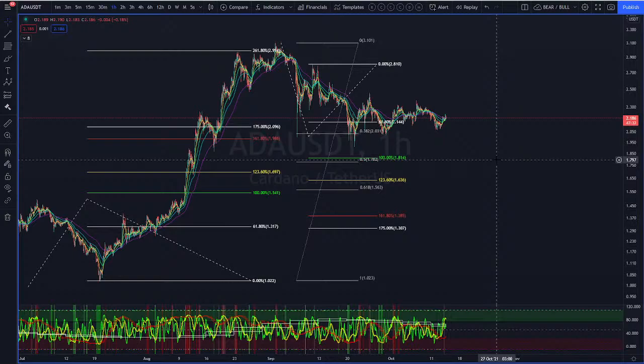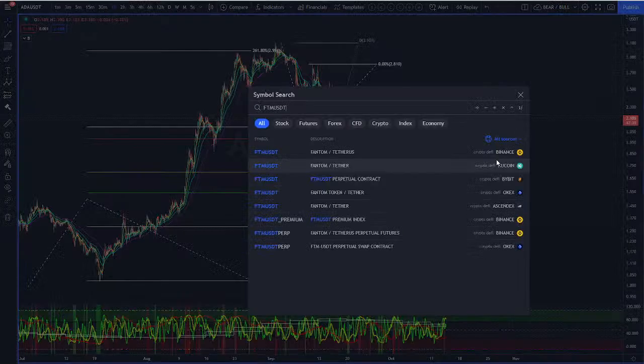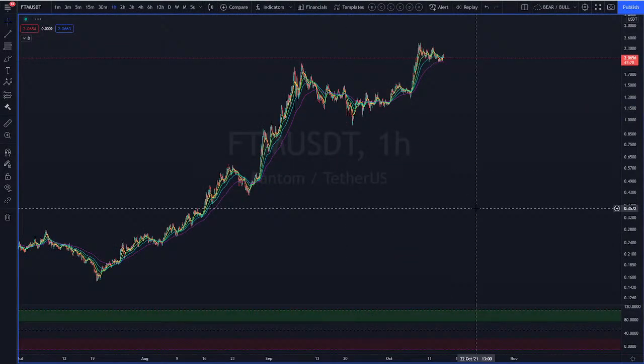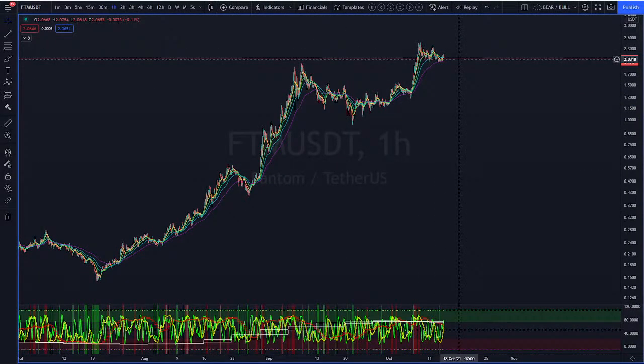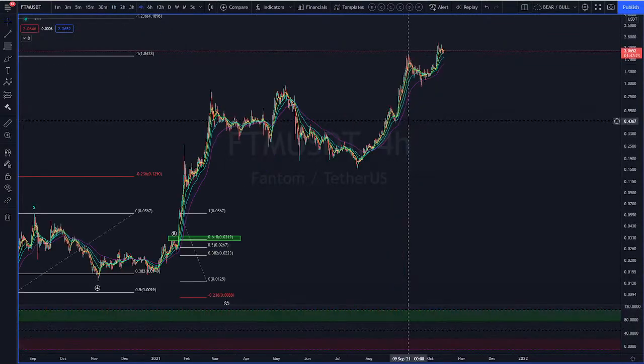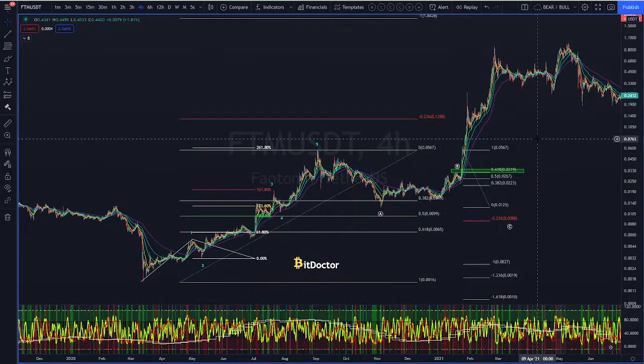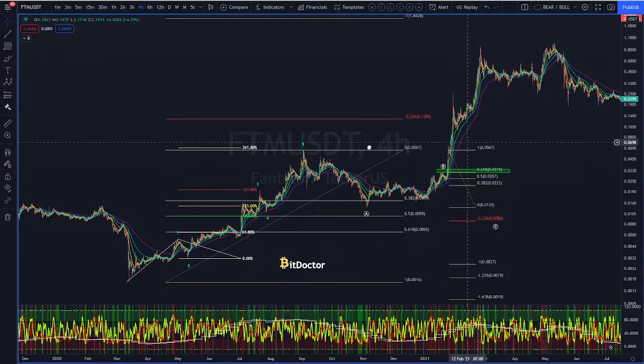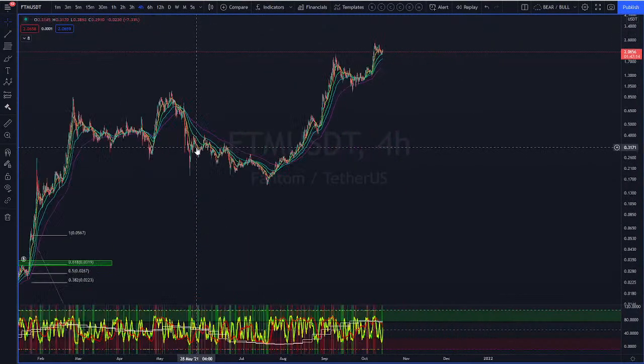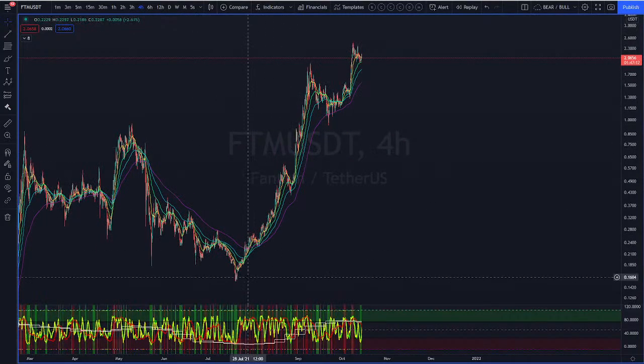All right, let's keep on going. FTM. Let's see what we got here. This one is flagging at all-time highs. I assume that's all-time highs. Let's see here, going all the way back there. Yeah, so this actually looks okay. A big impulsive move up. 2, 3, 4, 5, A, B, C. I think that this has some really great potential.